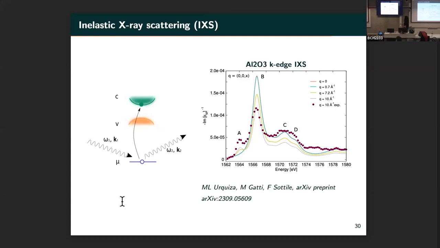But if we do a similar calculation now in inelastic X-ray scattering, where we compute the loss function, minus the imaginary part of one over epsilon, again we have the experiment with the prepeak for the same edge, the K-edge of aluminum. In this case we don't use the dipole approximation when we calculate our epsilon, so we have the full sum over e to the minus iqr. We also consider monopole contributions, and therefore we have this prepeak here in the calculation.